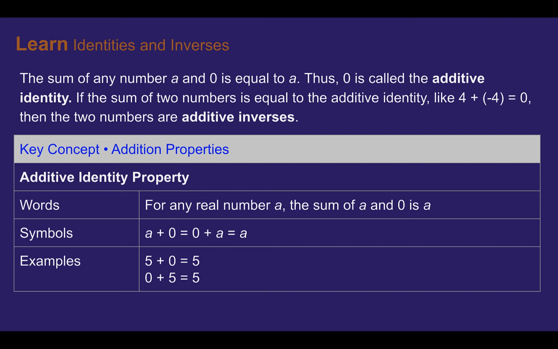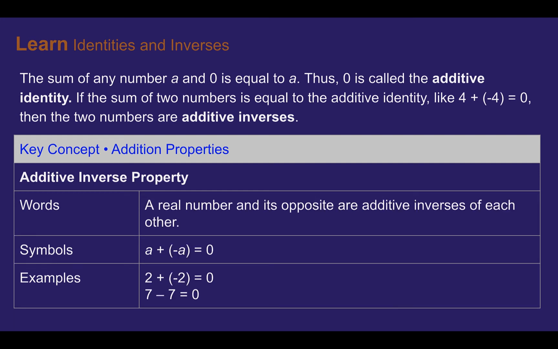First, the additive identity. All this means is that adding 0 to a number gives you the same number that you started with. So a plus 0 equals 0 plus a, switched, still equals a. 5 plus 0 equals 5, or 0 plus 5 equals 5. Adding 0 does not change the value. That's the additive identity.